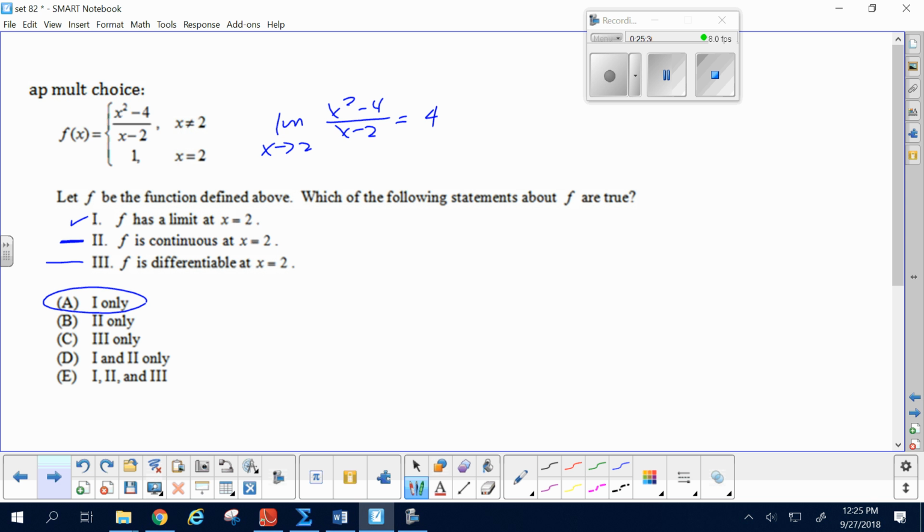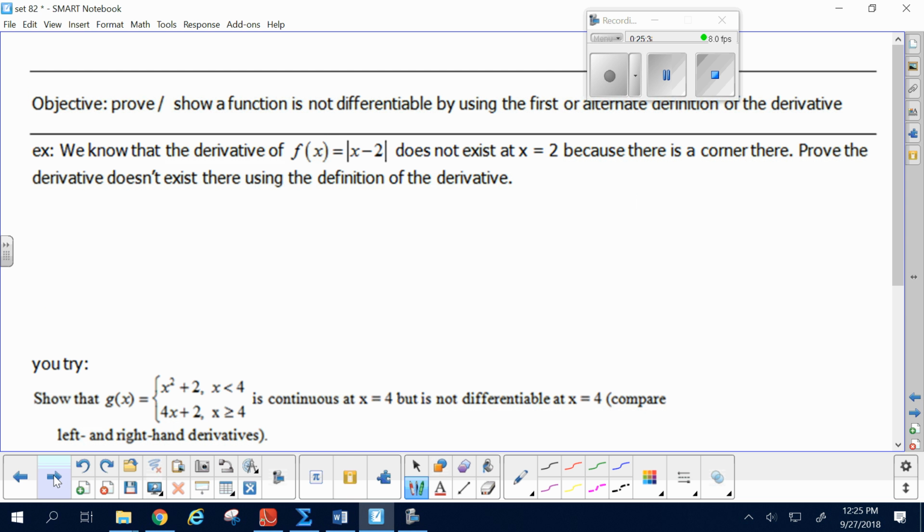All right, proving not differentiable. We had one like this on the test, like I said, and it didn't go great. So let's practice it, and then you'll practice it, and hopefully it'll be good. We know the derivative of the absolute value does not exist at 2 because there's a corner there. Prove why that's the case. Prove the derivative doesn't exist there using the definition of the derivative. So, let's go there. I am visual, so I'm going to draw myself a picture.